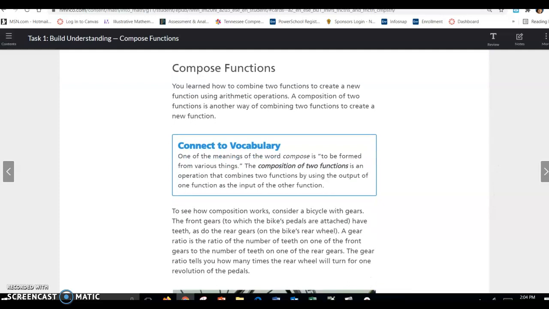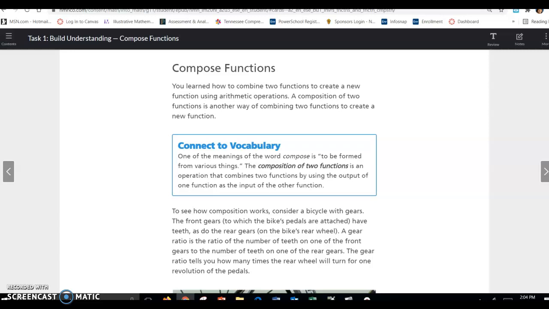All right, composition or compose functions. You learned how to combine two functions to create a new function using arithmetic operations. A composition of two functions is another way of combining two functions to create a new function. Connect to vocabulary. One of the meanings of the word compose is to be formed from various things. The composition of two functions is an operation that combines two functions by using the output of one function as the input of another function.